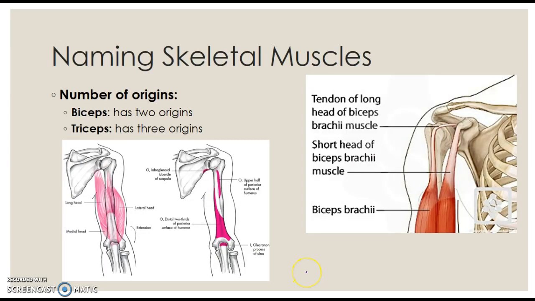The number of origins and the number of insertions is also a big one. So for example, biceps, bi equals 2. Bi equals 2. So your biceps are going to have 2 origins. And then on the back of your arm, your triceps are going to have 3 origins.